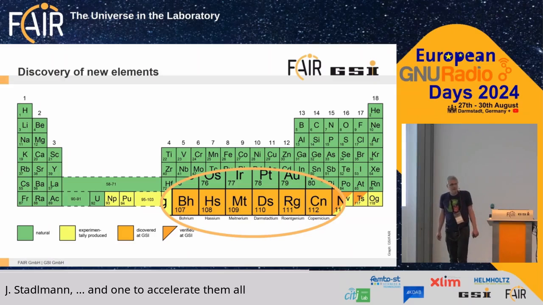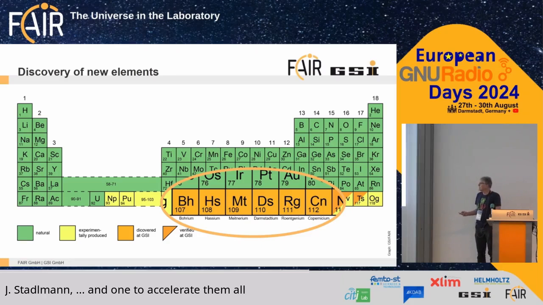They were actually first created here at GSI with our linear accelerator, and they even got named by the science group. It's 107 Bohrium, 108 Hassium for the federal state of Hessen we are in, 109 Meitnerium for Lise Meitner, a very famous German physicist, Darmstadtium for the city of Darmstadt, Roentgenium for Konrad Röntgen, who found the X-rays, and Copernicium for Copernicus. So you'll find them in any chemistry book on this planet. So Darmstadt somehow left its mark there.